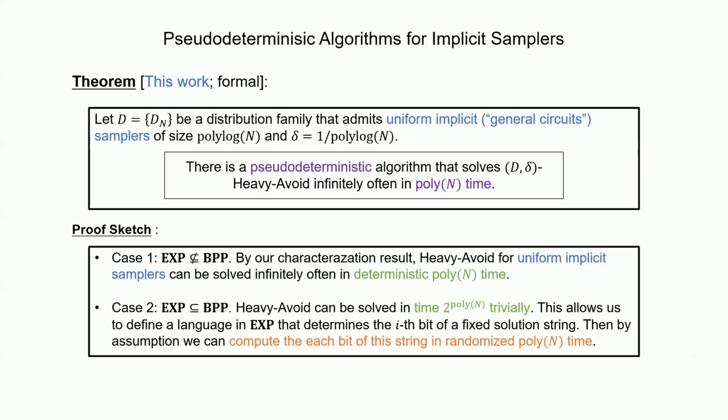The proof of this result is actually pretty simple, so let me sketch it here. We use a win-win argument. In the first case, we assume that EXP is not in BPP. By our characterization result, heavy avoid in this case can be solved infinitely often in deterministic polynomial time. Now consider the case where EXP is in BPP. It is easy to see that heavy avoid can be solved in deterministic 2 to the power n time trivially. This allows us to define a language in EXP that determines the ith bit of a fixed solution string. By the assumption that EXP is in BPP, we can compute each bit of this string in randomized polynomial time. This gives a pseudo-deterministic algorithm for outputting a fixed solution string with high probability.